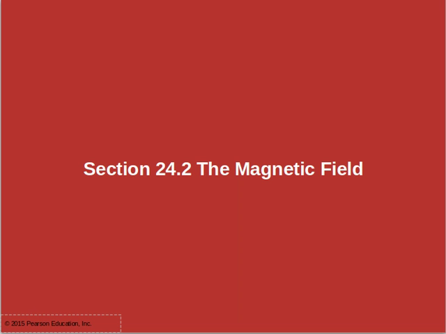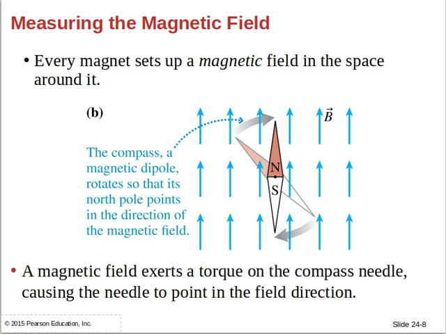Section 24.2. Now we're going to talk about the magnetic field, or the field that is established by the presence of north and south poles on, for example, a bar magnet. The field, again, shares many similarities to the electric field. It has direction and magnitude. It is therefore a vector field. And the way we can tell its presence is by its effect on magnetic dipoles.